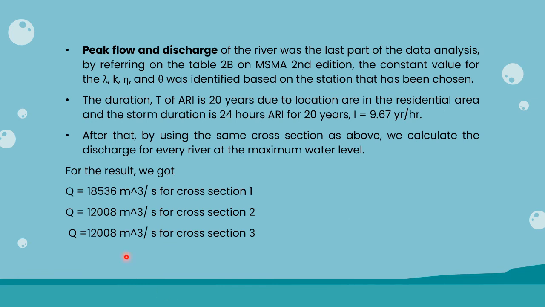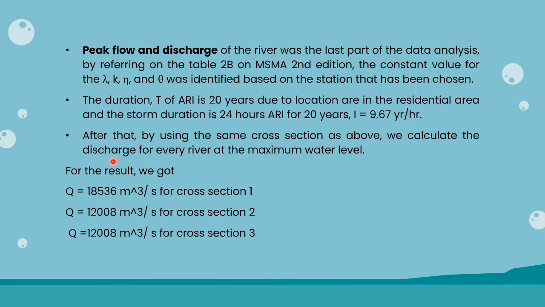The discussion for peak value and discharge of the river was the last part of data analysis. So we need to refer to MASMA second edition, table 2B, to know the constant values and identify them based on the station that we have chosen. For ARI, we use 20 years, and our location is a residential area. And the storm duration we pick is 24 hours. So our intensity is 9.67 year per hour.